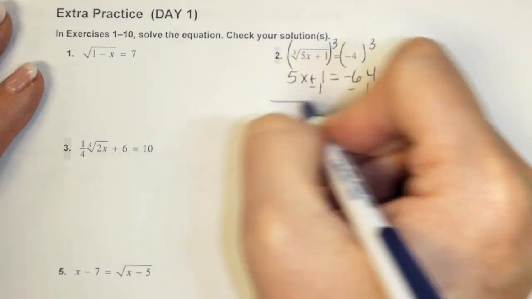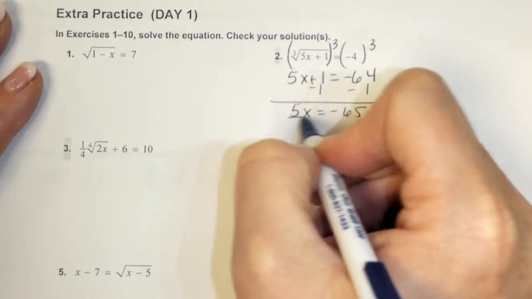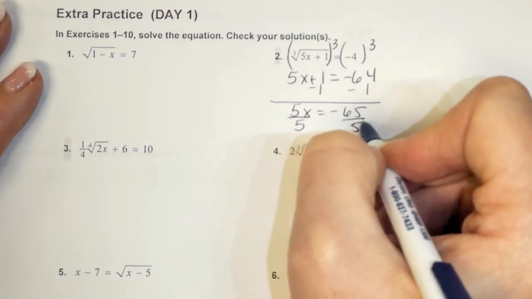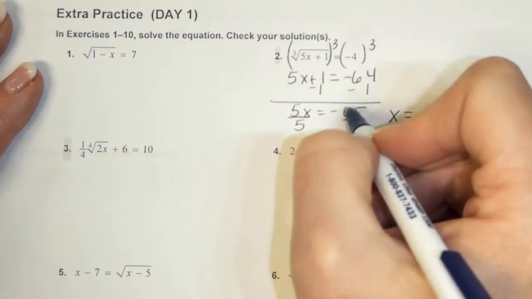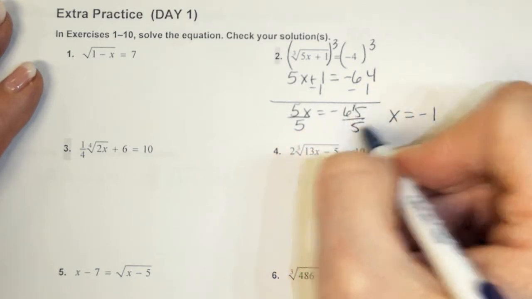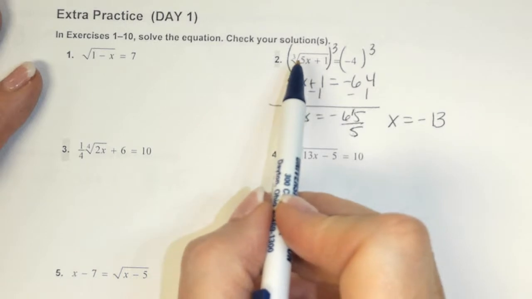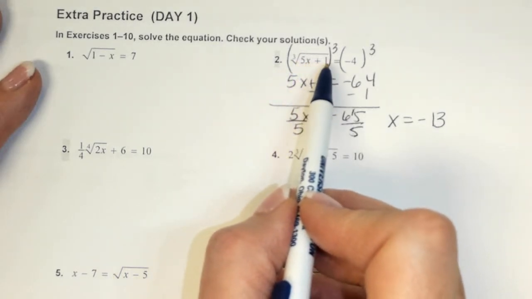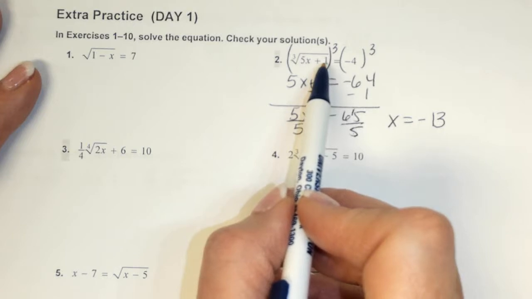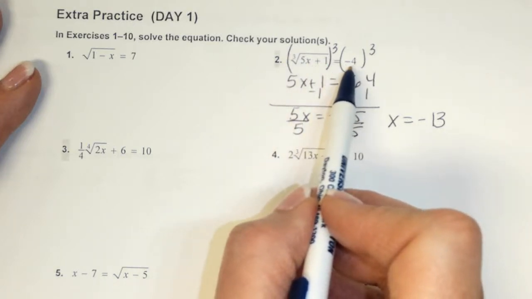Subtract 1. 5x equals negative 65. Divide by 5. Negative 65 divided by 5 is negative 13. If I plug it in, 5 times negative 13 is negative 65, plus 1 is negative 64. Is the cube root of negative 64 negative 4?